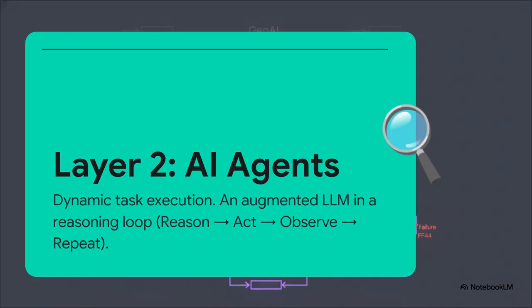Now we get to layer 2, the actual AI agent. This was our second quiz question. Here we take that augmented LLM we just talked about, and we put it inside a reasoning loop. So the model gets a task, it thinks about what to do, that's the reason. It calls a tool, that's the act. It sees the result, that's the observe. And then it decides if it's done, or if it needs to go again. The absolute key here is scope. It's built to complete one well-defined task, like looking up a customer or fixing one specific GitHub issue.